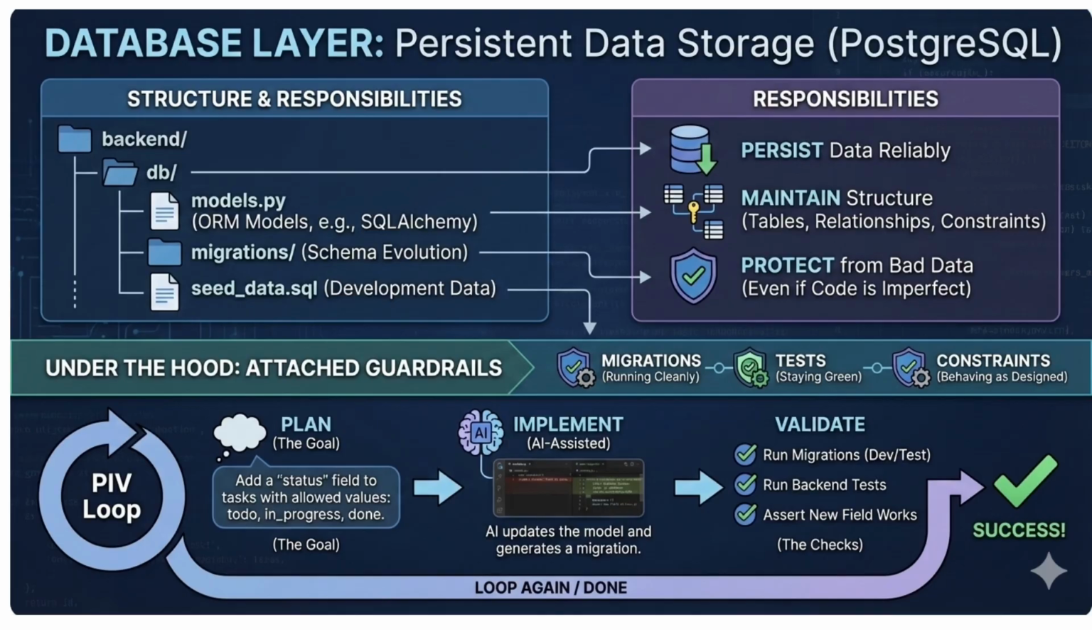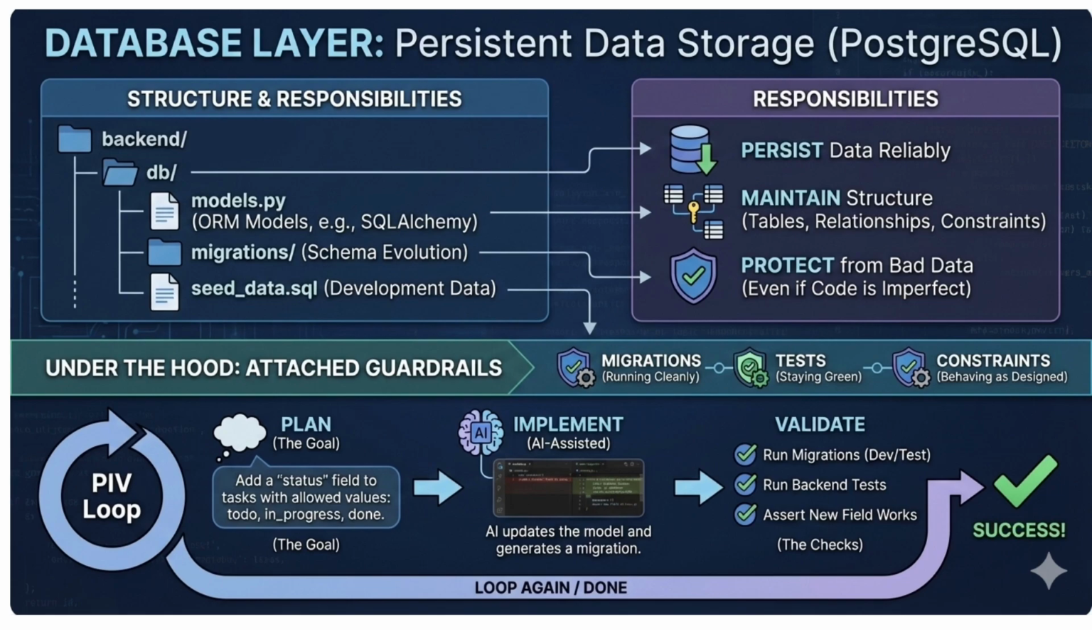Under the backend is the database layer, which in this stack is PostgreSQL. Its job: persist data reliably, maintain tables, relationships, constraints, protect you from bad data even when code is imperfect. In your repo, that shows up as ORM models, for example, SQLAlchemy models. Migrations to evolve the schema over time.